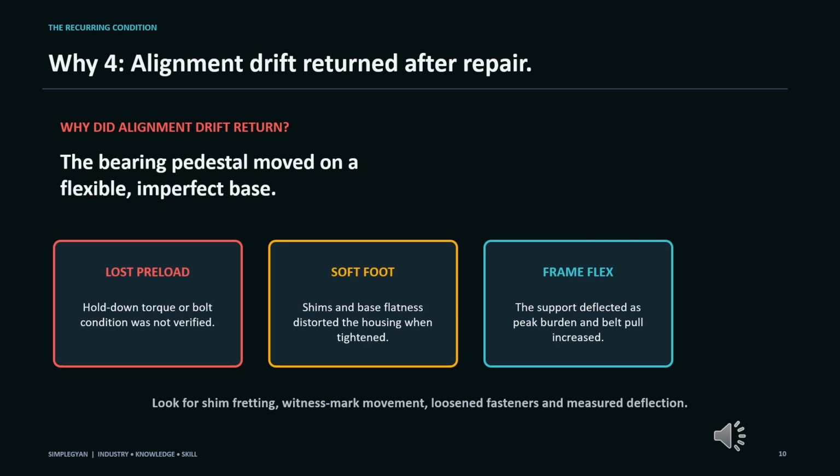Why did the misalignment return after each repair? Because the bearing pedestal did not remain where the alignment technician left it. Lost hold-down preload, soft foot, and frame deflection can all shift the housing when the conveyor is loaded. The evidence is physical: fretting beneath shims, moved witness marks, bolt condition findings, base flatness error, and measured structural deflection. Realigning the shaft without stabilizing its foundation only resets the countdown.